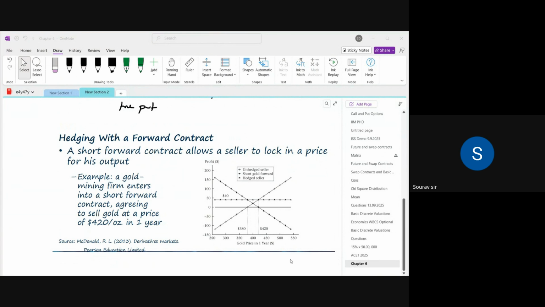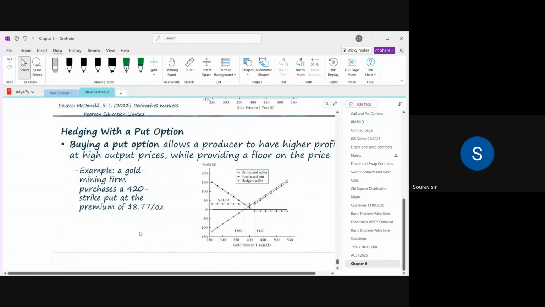Last diagram is clear, I guess so. Yes, this one is the diagram. So here the premium is 8.77. Good. Now the payoff structure: unhedged, purchased put, hedged seller. Profit rises as gold price rises and falls as gold price decreases. For the purchased put, below 420 the put increases in value, but above 420 the put expires.